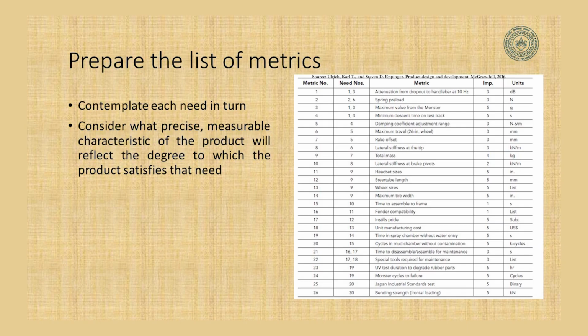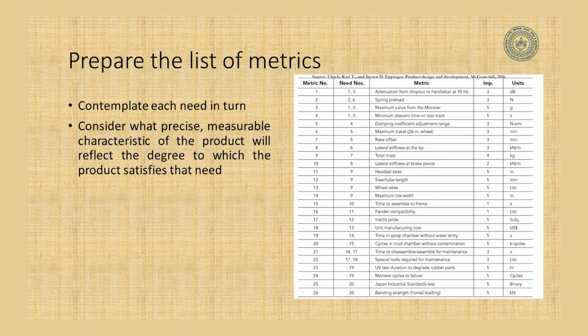So, preparing the list of metrics is kind of straightforward. You need to contemplate each need in turn. You have got a list of needs from the customers, 20 needs, and they are just English phrases, okay. And then you want to consider what precise measurable characteristic of the product will reflect the degree to which the product satisfies that need, okay. So, what kind of metric will satisfy that particular need? You just need to think about that, okay.